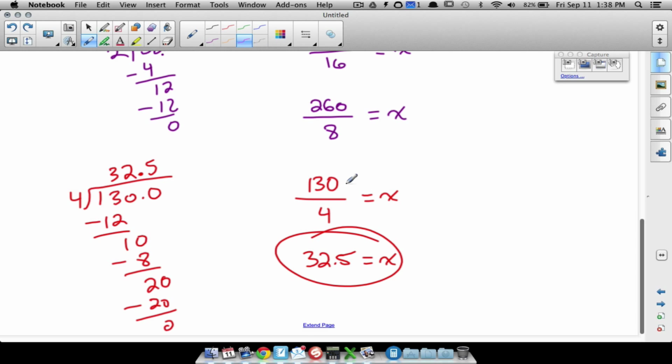Now down here, if you're good with fractions, you can go ahead and skip to the next problem. But nonetheless, suppose you divide it by 2 again to simplify this fraction further. 130 divided by 2 is going to be 65. 4 divided by 2 is going to be 2. So this should give us 32.5 as well.